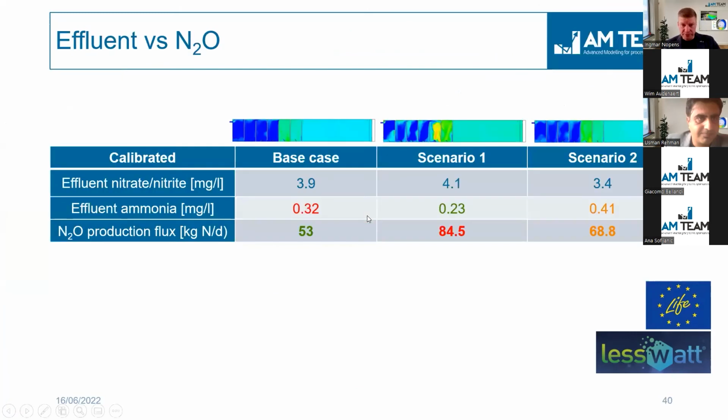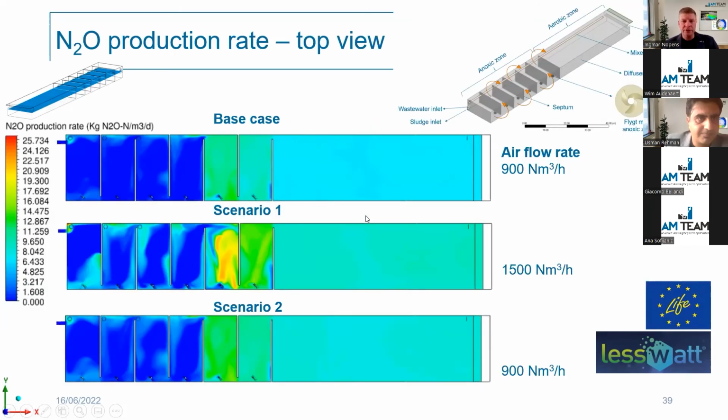In the middle figure, you can see that now it's a different scenario where the airflow rate has been increased in the aerobic zone. So you can see that this further increases the N2O production in this anoxic zone. And the lower figure is again at the same airflow rate, but now at a different load, also illustrating that the load has an impact on the N2O production.